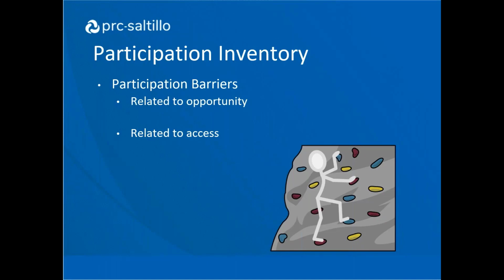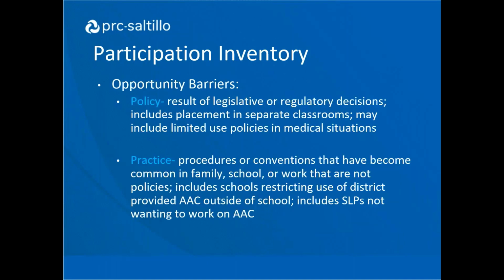Next, you want to look at the barriers to participating in the task. These barriers can be related to opportunity or access. So opportunity barriers are things like policies in place in your state, your district, your building that impact the complex communicator's ability to participate in tasks. For instance, if they are in a separate classroom all day and are not able to be with some of their peers, we can't compare them, so that would just be a barrier.